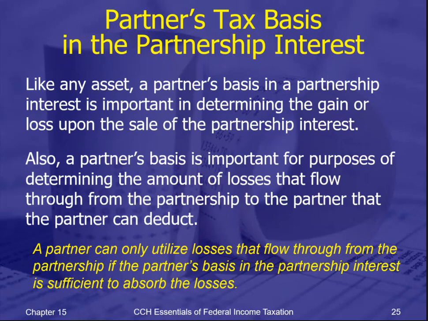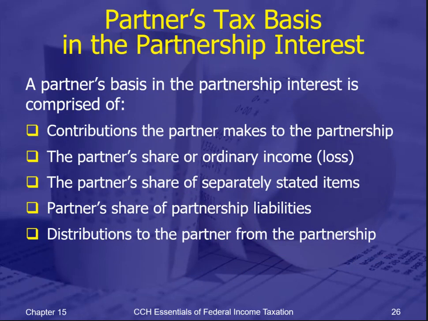You can only use it if you have enough partner's basis. That goes back to the at-risk rules we reviewed briefly in Chapter 9. So the partnership interest: you add contributions, you add the income or subtract the loss, your share of separately stated items, and your share of partnership liabilities, because you're assumed to have to pay those if the partnership cannot. It is reduced by distributions to the partner from the partnership.